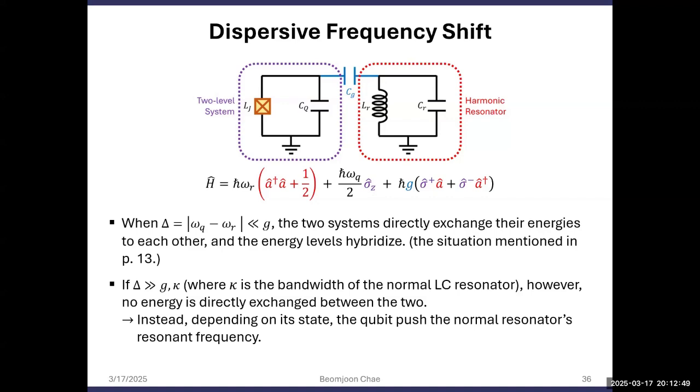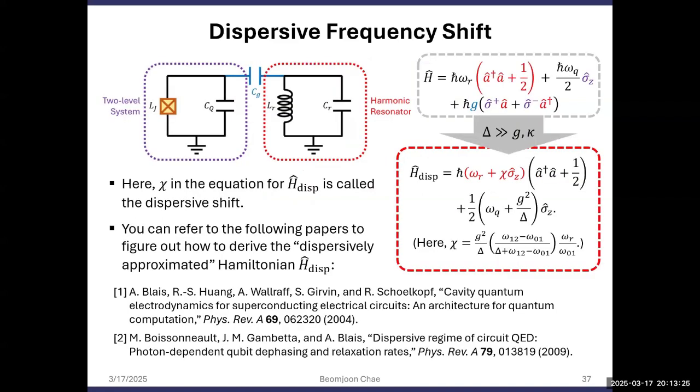But if the difference between the two resonant frequencies is much higher, then there is no direct exchange of energies. Instead, depending on its state, the qubit causes another interesting phenomenon, which is like this. Depending on its state, the qubit pushes the normal resonator's resonant frequency. It's called the dispersive shift, and it's going to be like this.